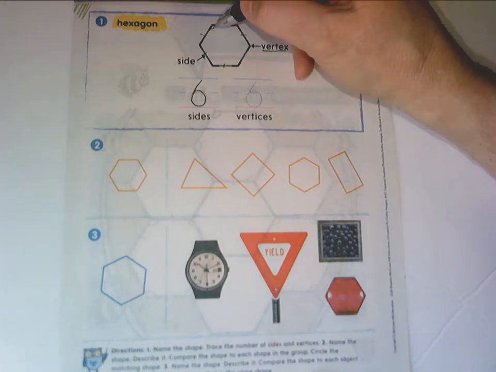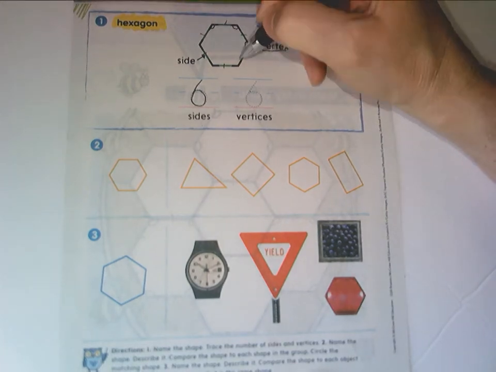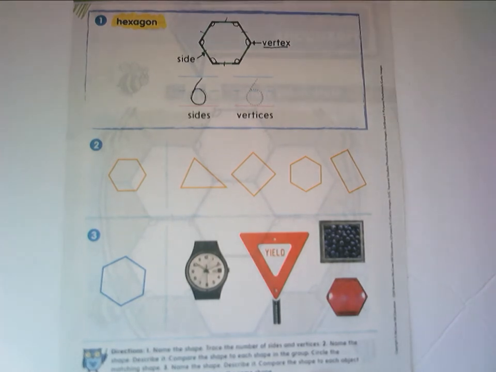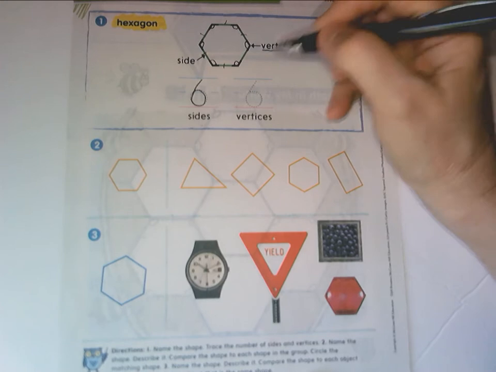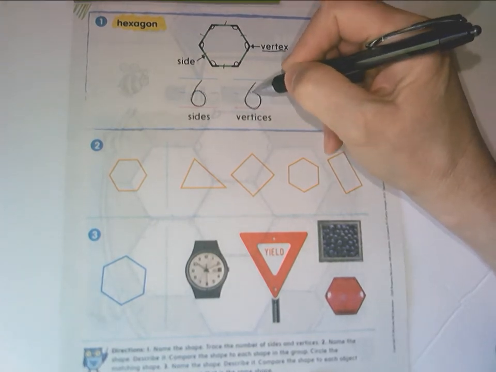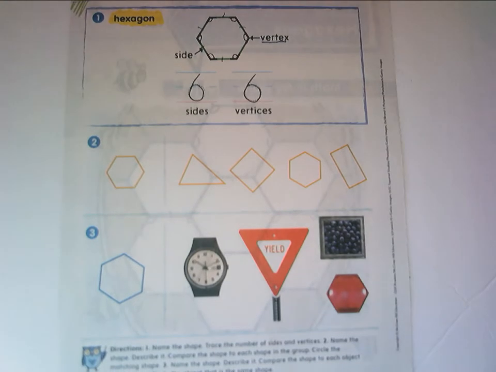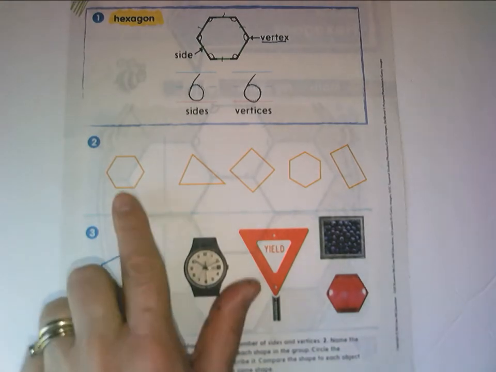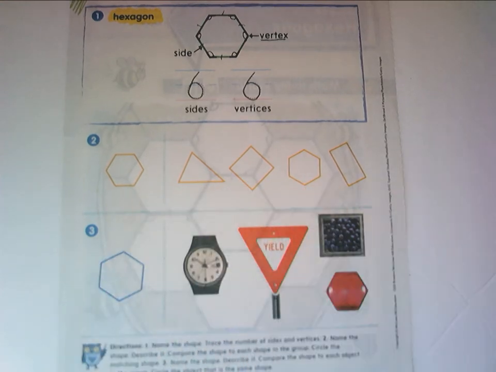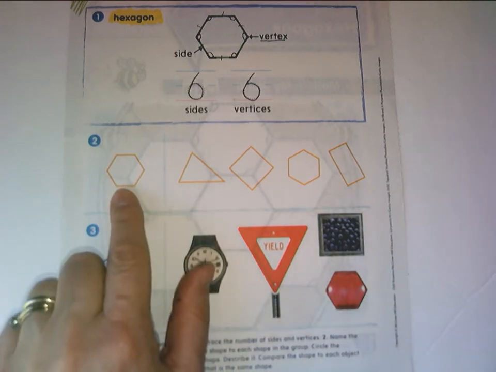How many vertices are there, or corners? Well, let's see. 1, 2, 3, 4, 5, 6. 6 corners also. 6 vertices. Curve it down and roll it up. So we've got 6 sides and 6 vertices. Now look at number 2. Sure enough, it's a hexagon, isn't it? I want you to look at these shapes and circle the ones that look just like the hexagon with 6 sides and 6 vertices.